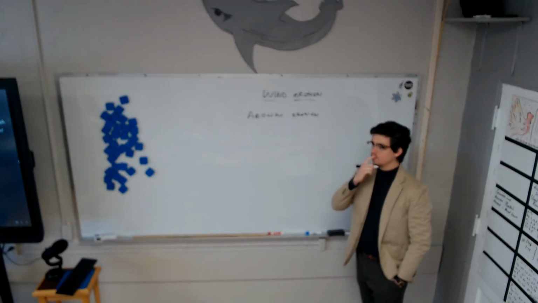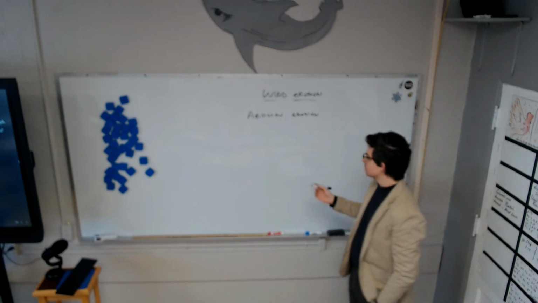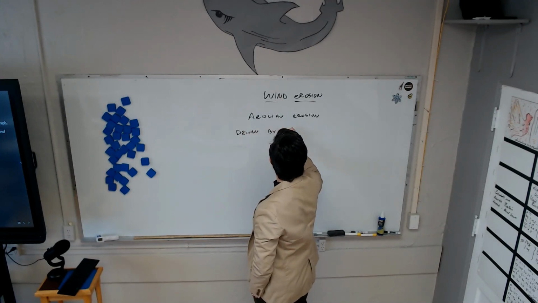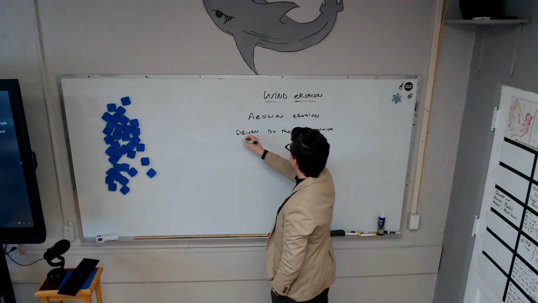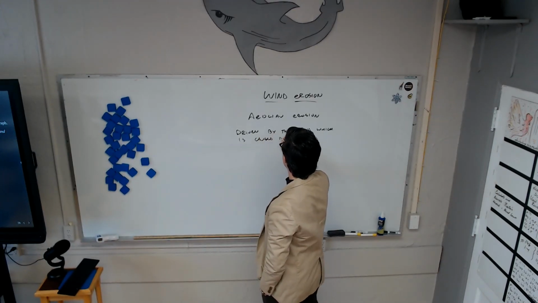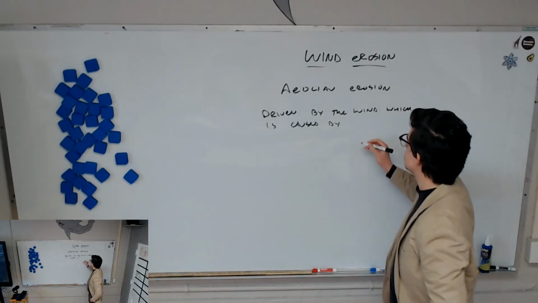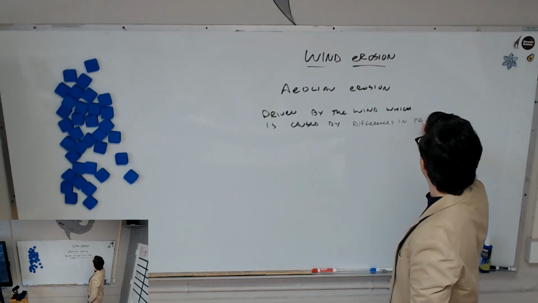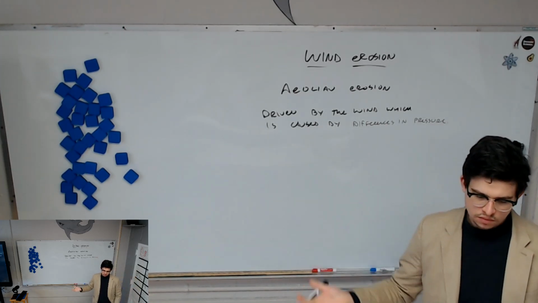So, unlike the types of erosion we have talked about so far, this one is powered by a different energy source. And what is that energy source? Driven by the wind, which is caused by a change in temperature. Which is caused by really a change in pressure, but that is caused by a change in temperature. So, caused by differences in pressure.